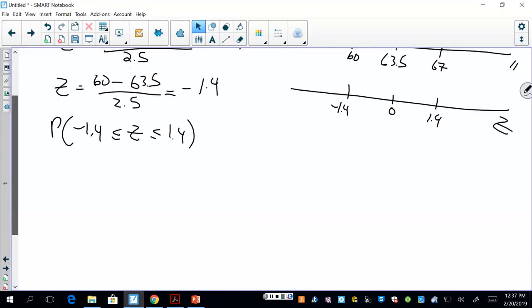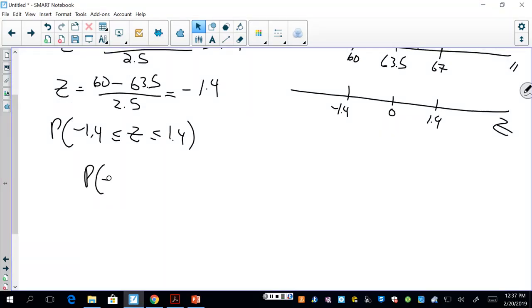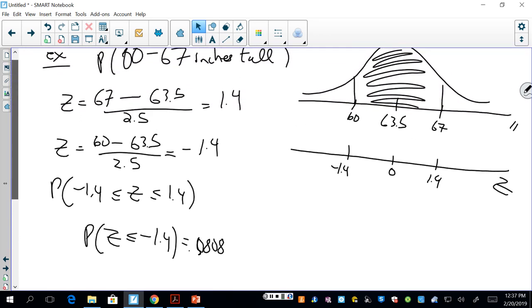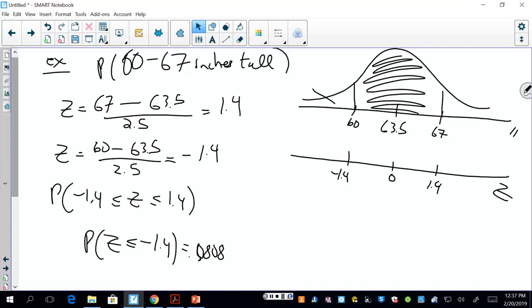That's not exactly what we wanted, but let's write it down for now. The probability that Z is less than or equal to negative 1.4 is 0.0808. In this picture, that's that area in there. Once we look up that number, what else do we know? The flip side: the chance that you're bigger than 1.4 is also 0.0808. So symmetry gives us that.